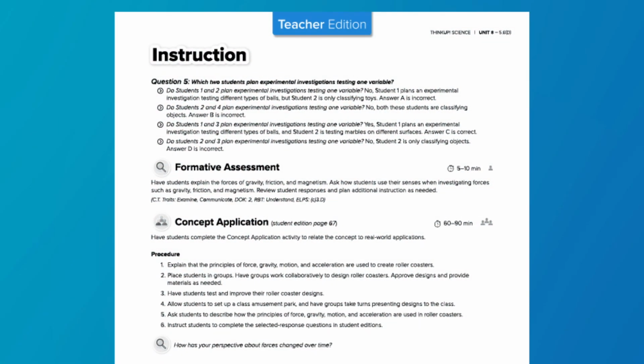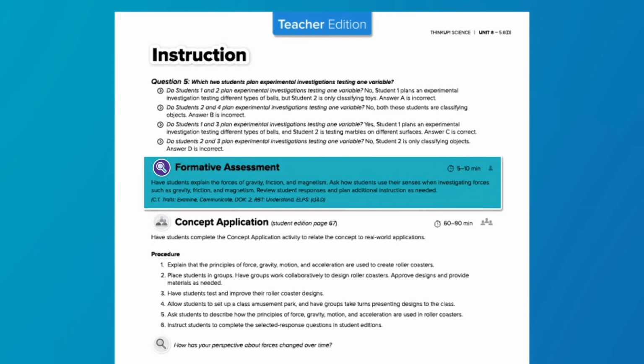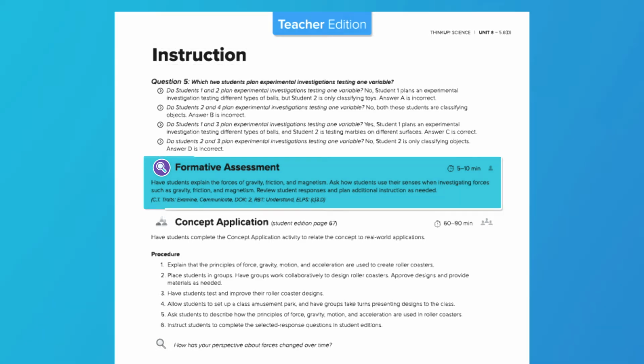Now that you've modeled your thinking, students can apply and discuss what they've learned so far during instruction. There is a formative assessment following the concept practice section in the Teacher Edition. This is a great way to wrap up a lesson. It allows you to take a quick pulse of the student's understanding.